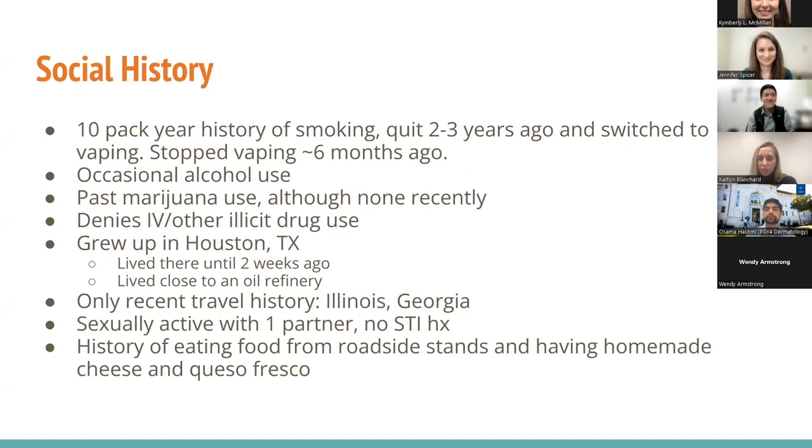Otherwise, a little bit more about her social history. No reported history of spending any time in bodies of water, so no lakes or oceans, and she denies walking outside barefoot or anything like that.